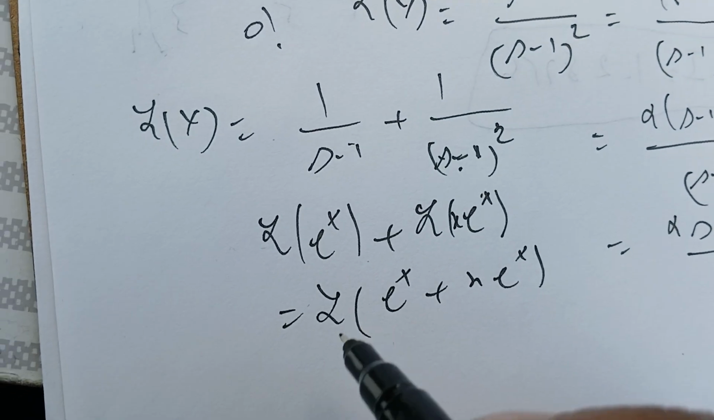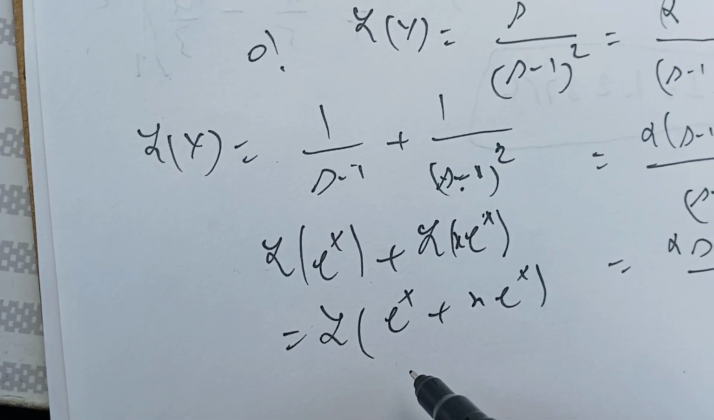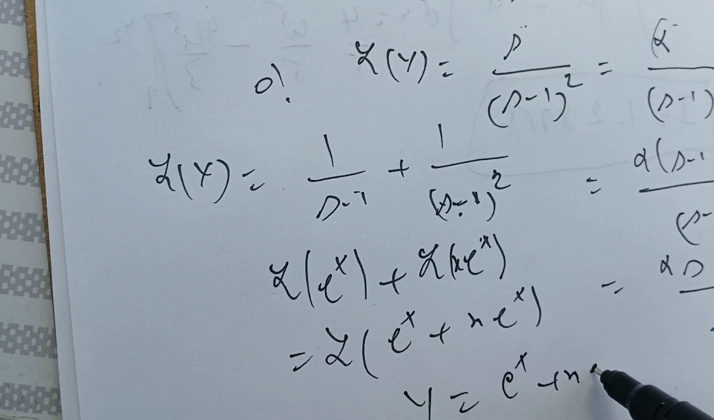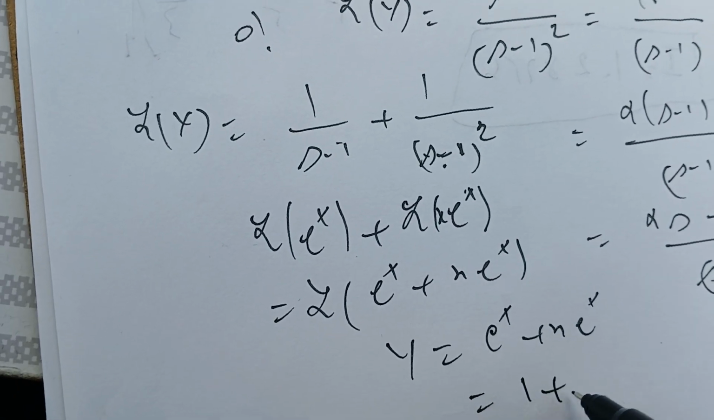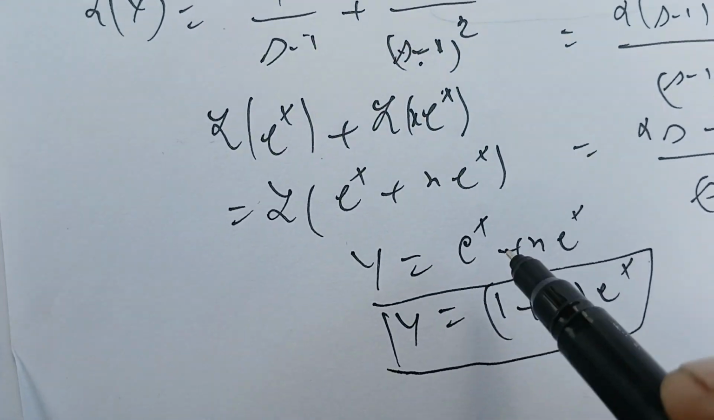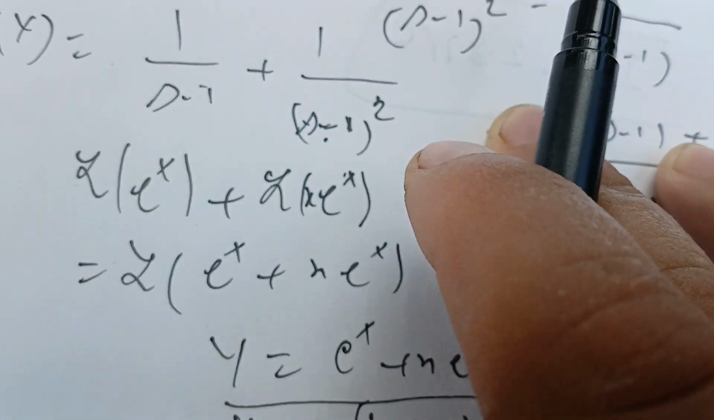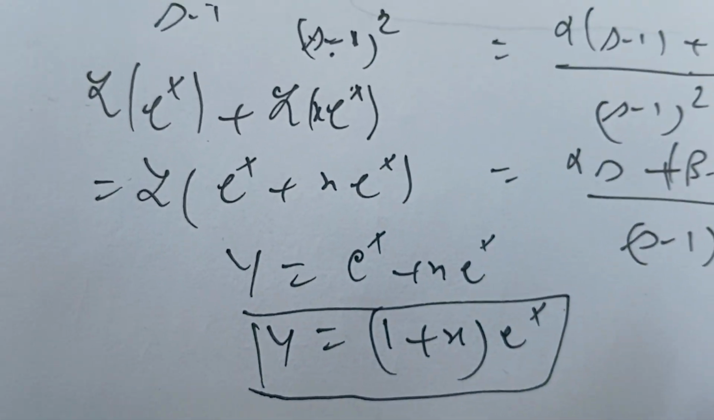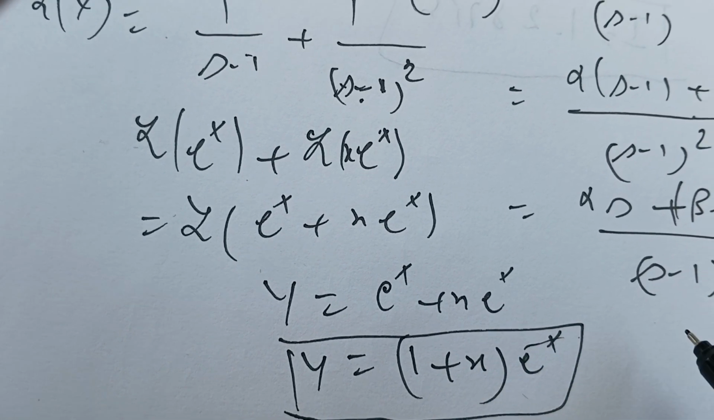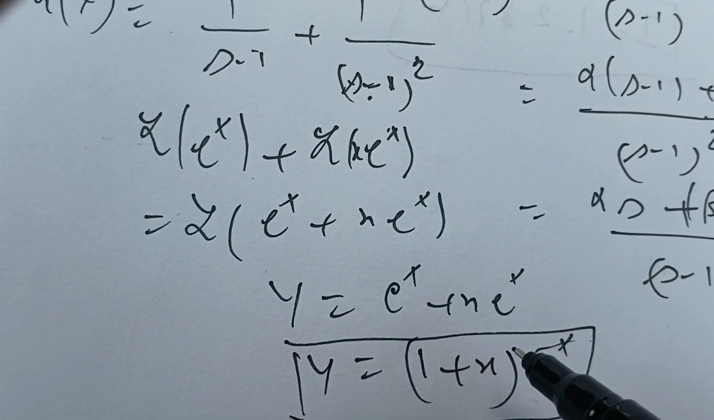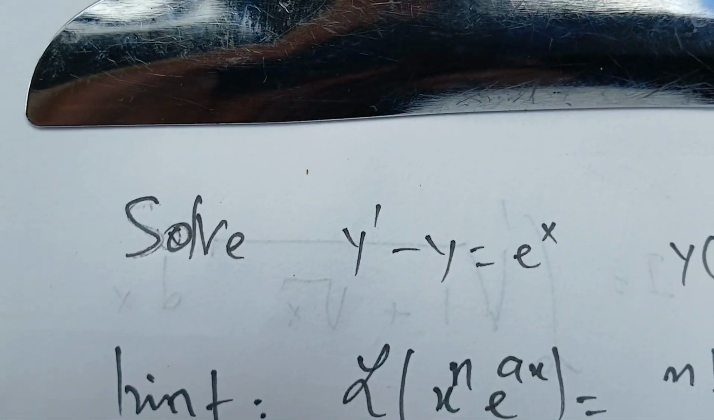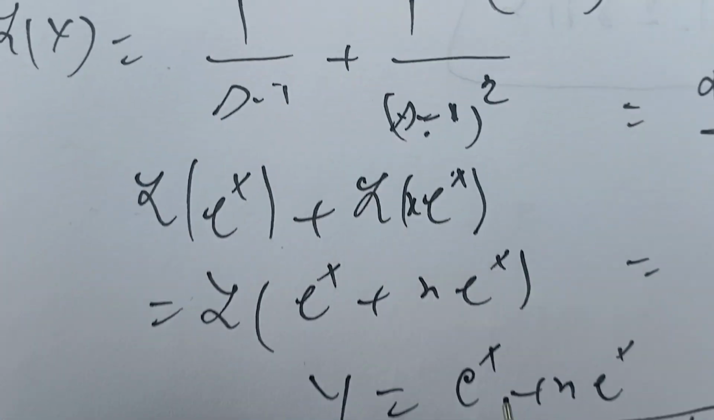And this means that y is simply e to x plus x e to x, which is 1 plus x, e to the power x. And this is the solution for our differential equation. Okay, we can go back. So when x is 0, we have 1 times e to 0, which is 1. And if we integrate, we're gonna get exactly this one. Other than that, if we solve it the usual way, we would get the same solution.